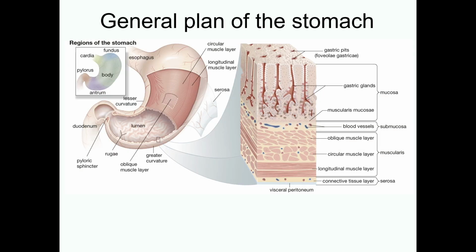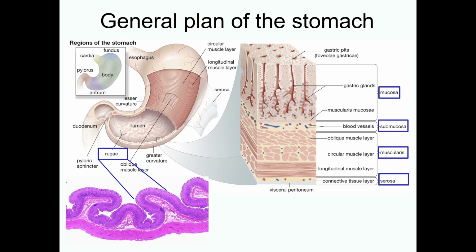Let's quickly review the general plan of the stomach before focusing on each individual region. In this cartoon, you can easily distinguish the layers and sublayers of the stomach: the mucosa, the submucosa, the muscularis externa, and the serosa. Note that all stomach regions contain the four layers. The submucosa and mucosa of the stomach have large longitudinal folds called rugae that flatten when the stomach fills with food.